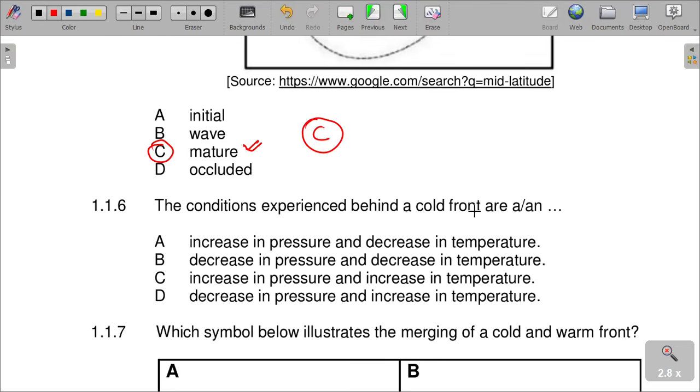They are an increase in pressure and a decrease in temperature. Behind a cold front, there is an increase in pressure and a decrease in temperature, which is correct. Number 6, we are saying there is an increase in pressure and also a decrease in temperature, which is letter what? Which is letter A on number 6. A is the correct answer.